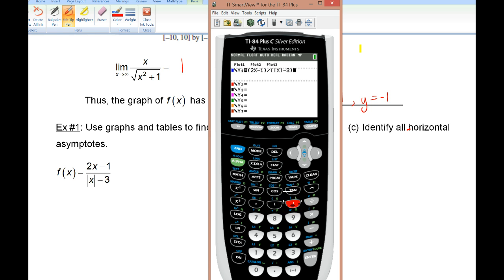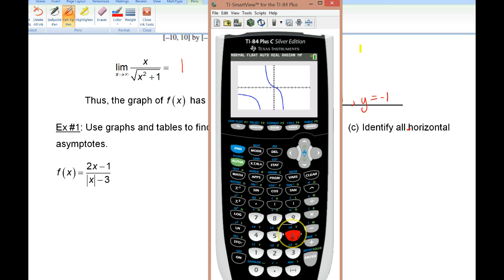I purposely do it this way just because it depends on if you have a newer version or not. I got the grandpa version. Okay, go ahead and plug that in. And let's graph. I'm just going to put it in standard.